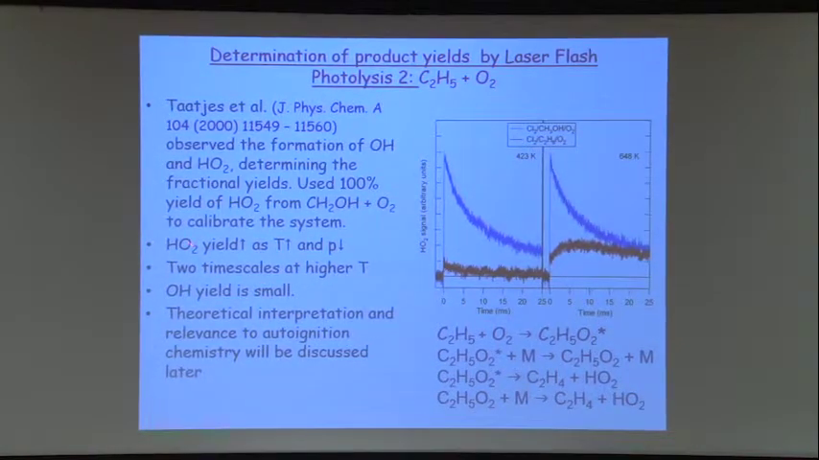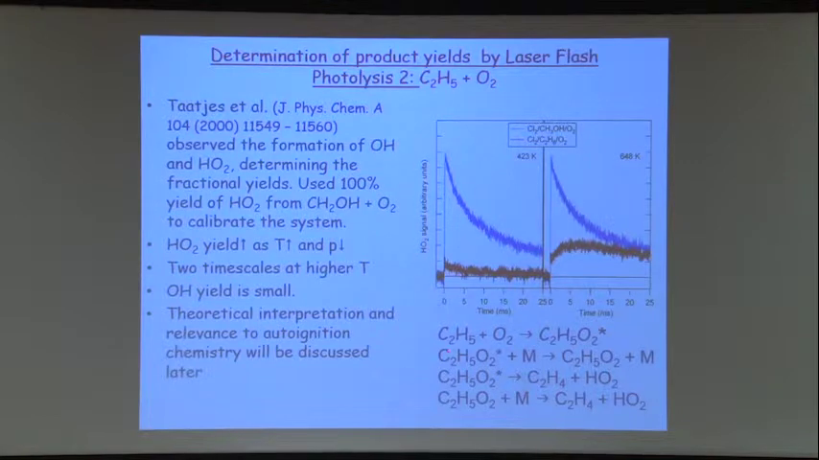And the HO2 yield goes up as the temperature goes up, and it also goes down as the pressure goes down. As the pressure goes down, you stabilize more and more of this C2H5O2. So this reaction gets depressed as you go down in pressure, but it gets enhanced as you go up in temperature. And this is an interesting bit of behavior here.